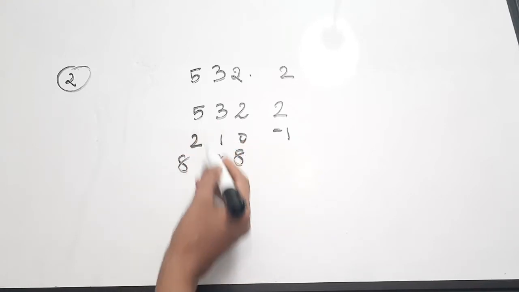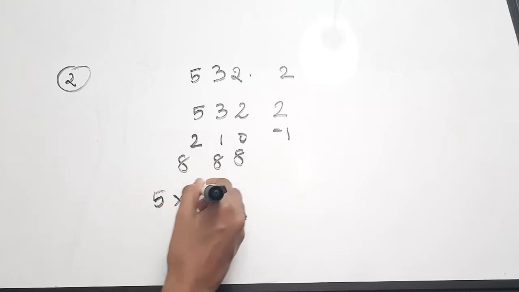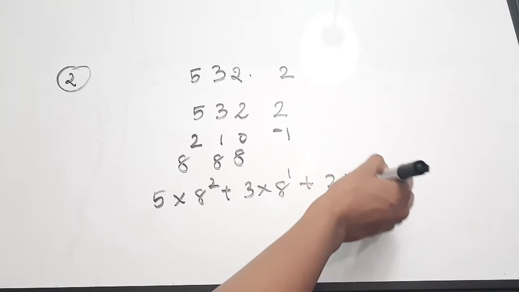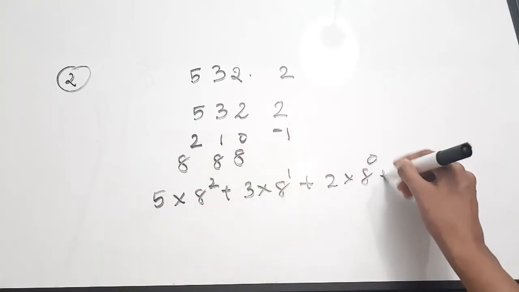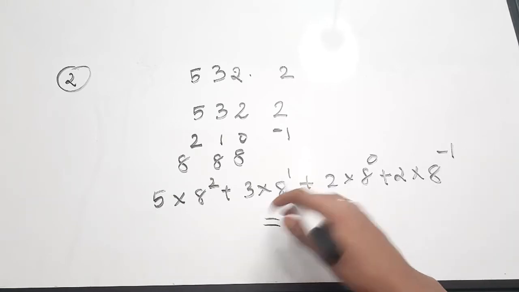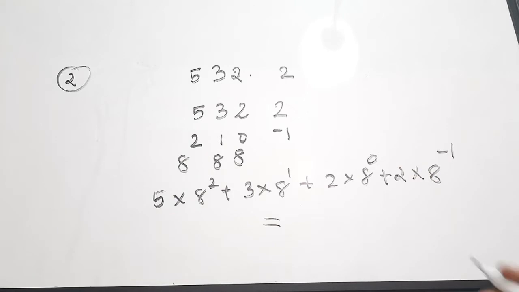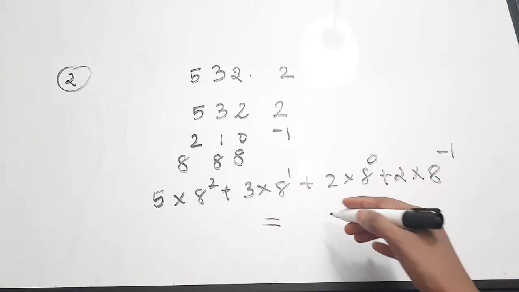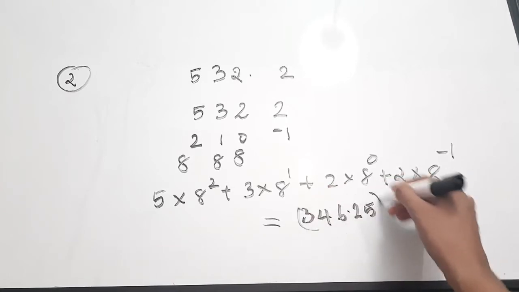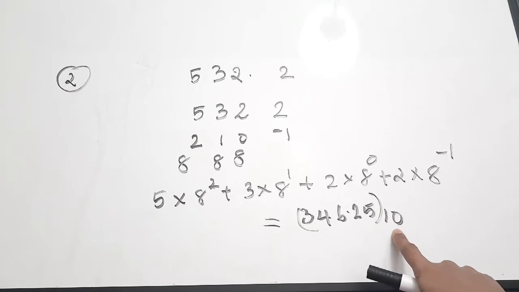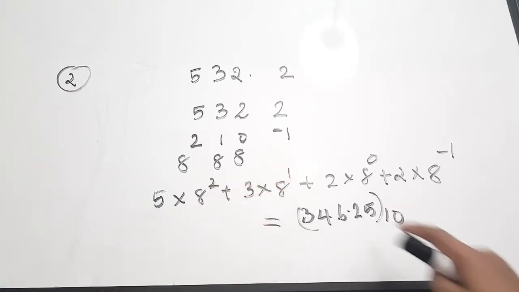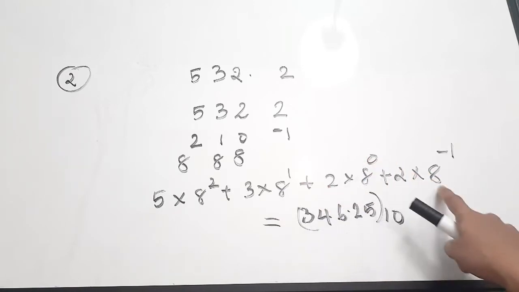Now multiply with the corresponding digit. So it will be 5 into 8 square plus 3 into 8 raised to 1 plus 2 into 8 raised to 0 plus 2 into 8 raised to minus 1. The sum of this expression will be your corresponding decimal number, and that will be 346.25 to the base of 10. Since it is a decimal number, it is to the base of 10.